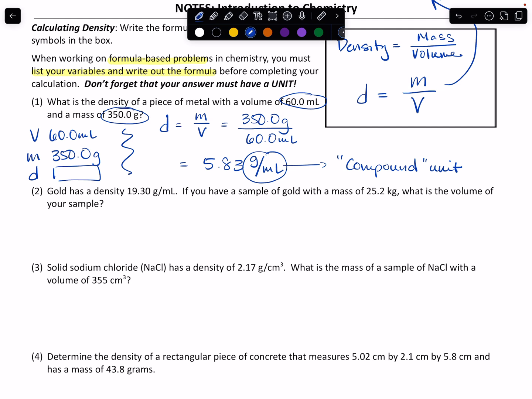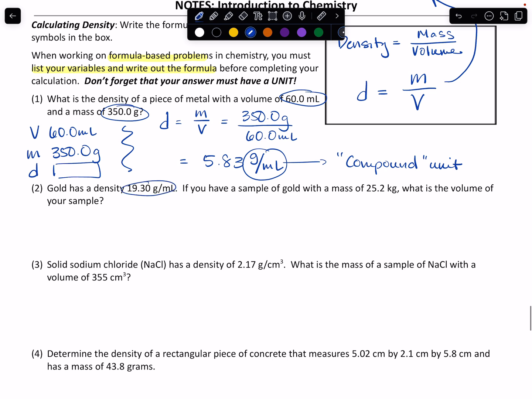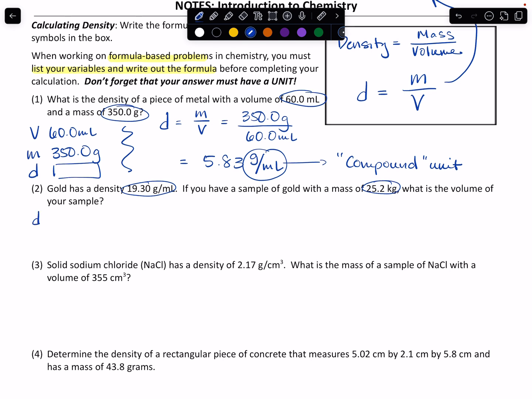Up next, gold has a density of 19.30 grams per milliliter. If you have a sample of gold with a mass of 25.2 kilograms, what is the volume of your sample? So we're given the density, 19.30 grams per milliliter. We're given a mass value of 25.2 kilograms, and we're asked to find the volume of our object.